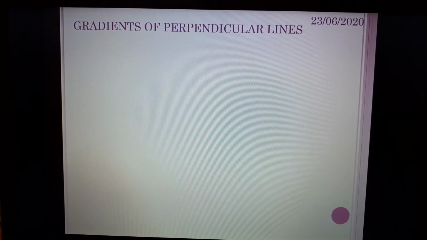Good morning, and today we're going to be looking at the gradient of perpendicular lines. Now, first of all, we have to remember what the word perpendicular means. If we have two lines that are perpendicular, it simply means that they are at right angles to each other.